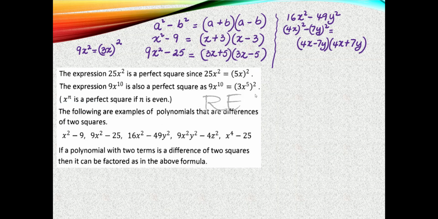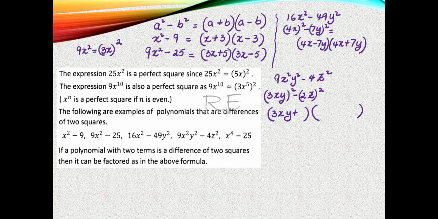Let's do 9x squared y squared minus 4z squared. Let's write them as a difference of two perfect squares: 3xy between parentheses squared minus 2z between parentheses squared. So the answer will be 3xy plus 2z times 3xy minus 2z.